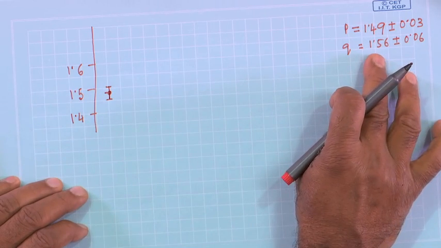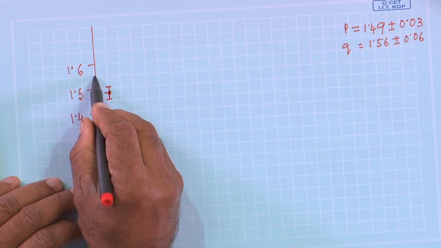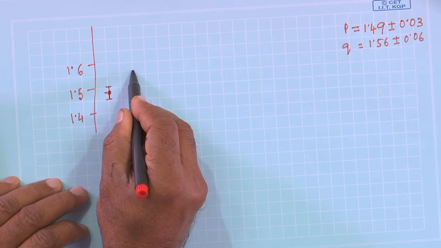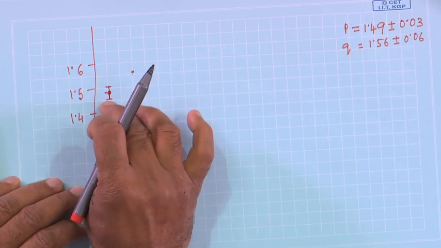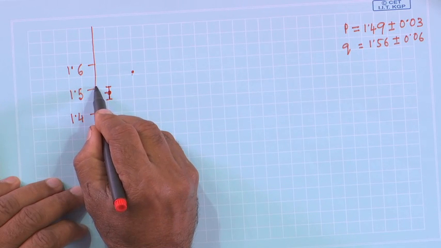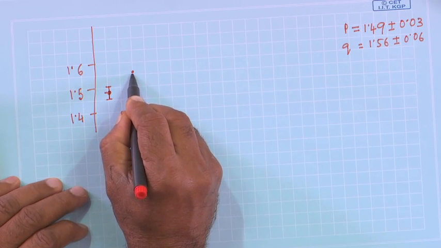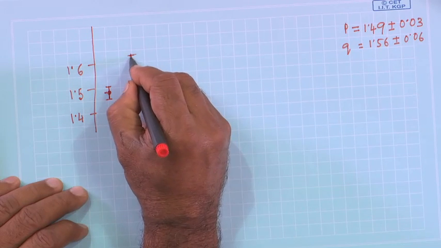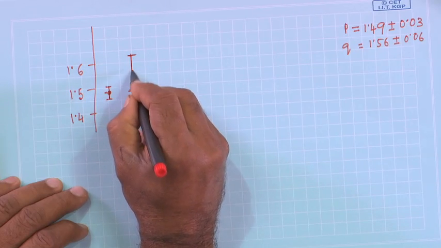And then another one is 1.56. This is 1.55, so it will be slightly higher than 1.55, and plus minus 0.06. So it is double of it, each one is 0.05. That means this error bar will be plus 0.06, minus 0.06. Okay, this is the error.